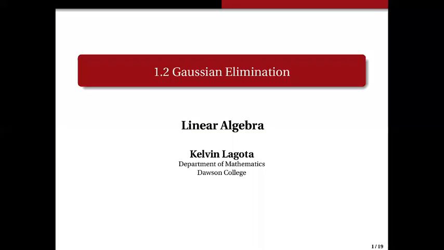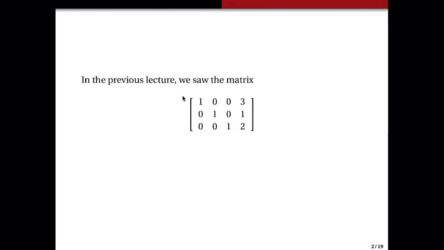So for today's lecture, what we'll be talking about is Gaussian elimination. This is section 1.2, Gaussian elimination. This is a method in solving linear systems. In the previous example, we saw this matrix.